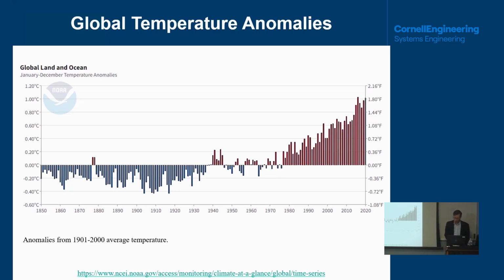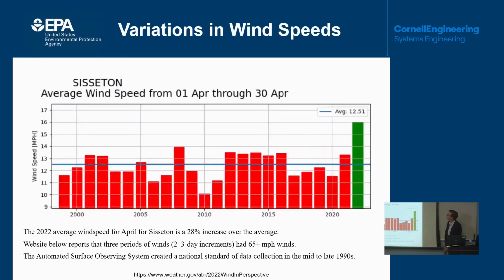But you may not be aware that sometimes there are large variations in wind speed as well. This is for a place in South Dakota. Sisseton is on the border of North Dakota, and it's also on the border of Minnesota, just to give you some idea where it is. There's an average of around 12.5 miles per hour. You can see that every April, the winds might vary a bit, maybe 10%. And then suddenly here, a couple of years ago, it was 28% higher.